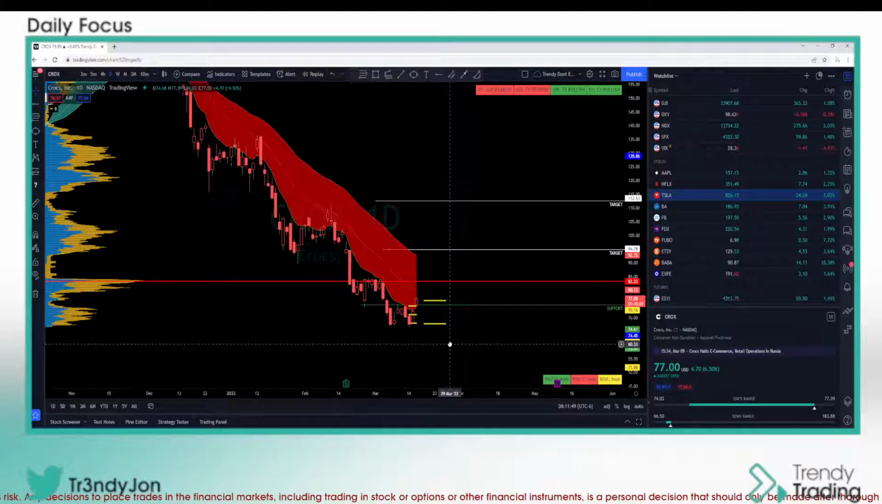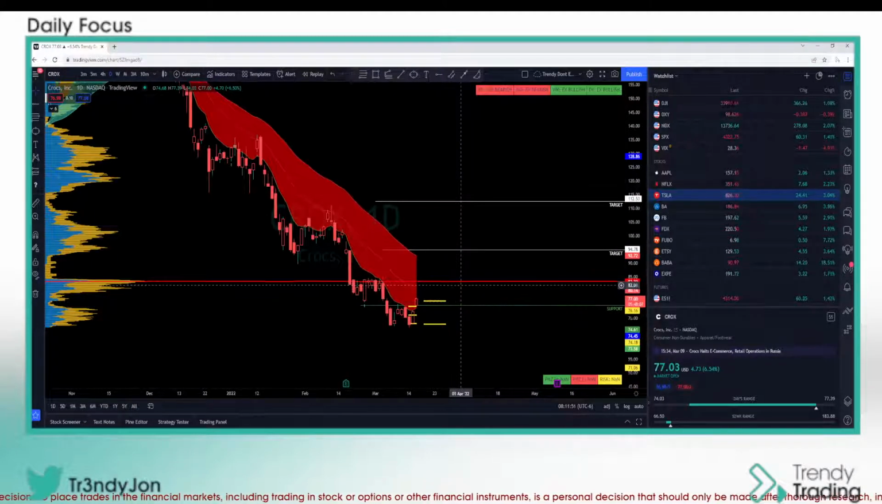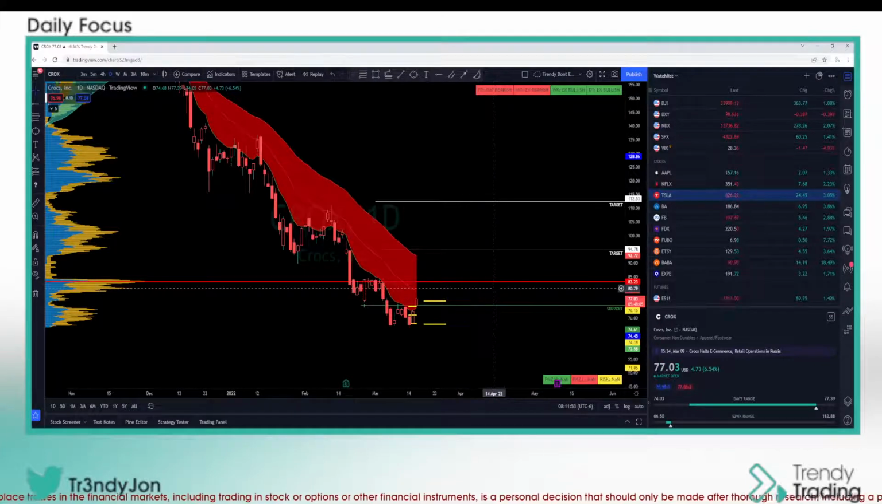All right, so Crocs is coming off support. Possible push up here into the inside of down around 80. Right over here. And so far, we just got like a nice little 15, 20 point move in Amazon.